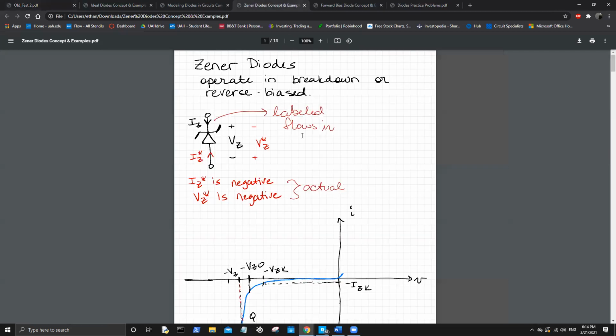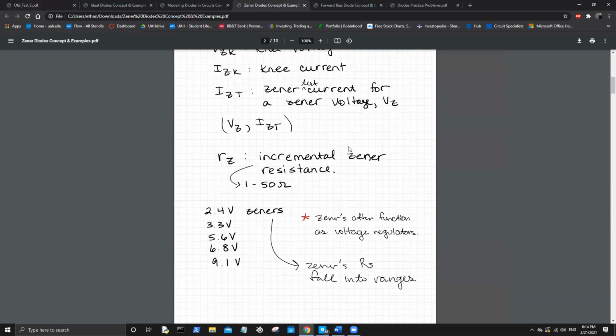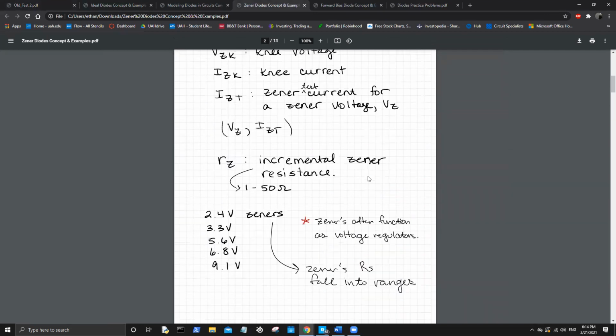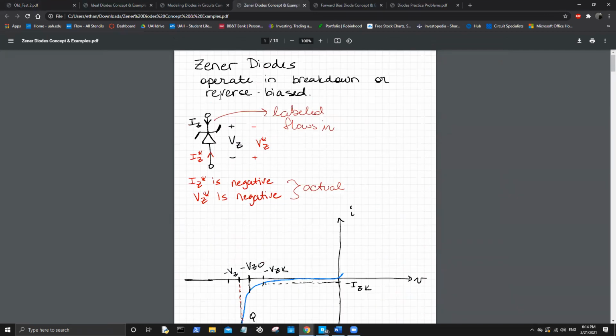And we can hop over to the Zener diode PDF and let's see if they talk about it anywhere, shall we? I think it said at the beginning. Yeah, we'll go back up. Operate in breakdown or reverse bias. Yeah, breakdown is another word for reverse bias.